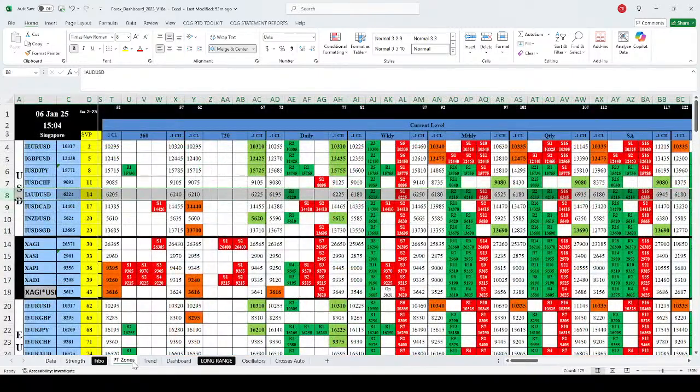Here we see the PT zones. Your 6 hours is showing weakness, daily is already showing weakness, so we should be going for a sell and hold. And weekly, I think we have two selling signals and selling forces and one buying force. So we go for a sell and hold.